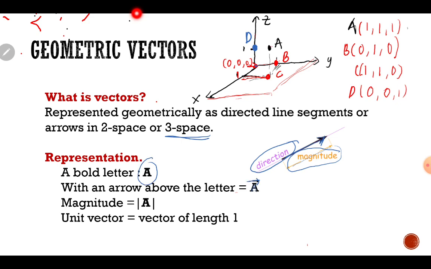Kalau magnitude, kita ada modulus macam ni kan. And the unit vector, kalau unit vector tu maksudnya it is understood that magnitude of the vector ataupun length of the vector is equals to 1.